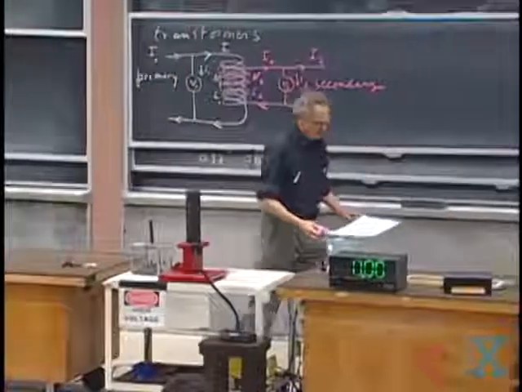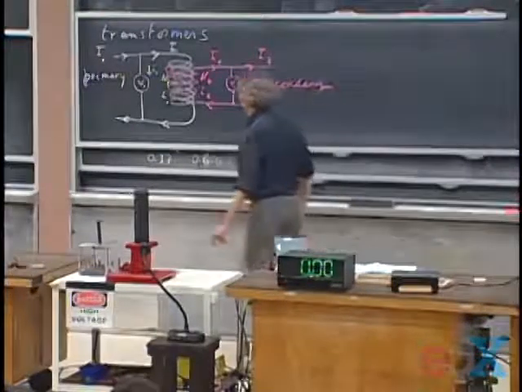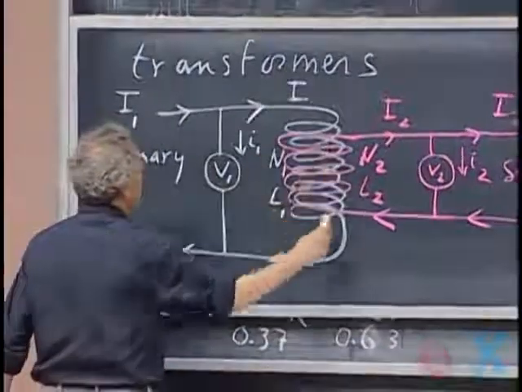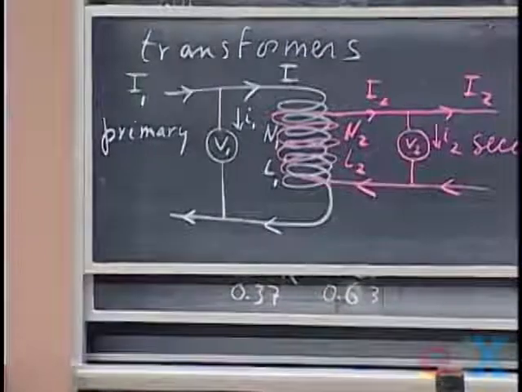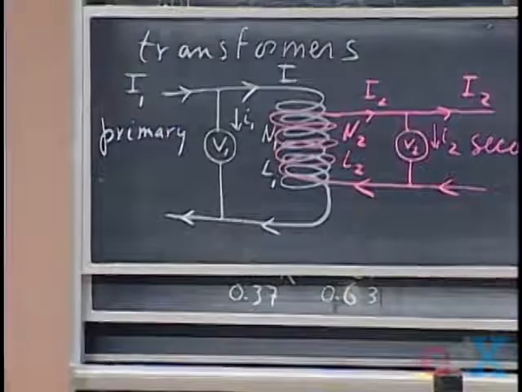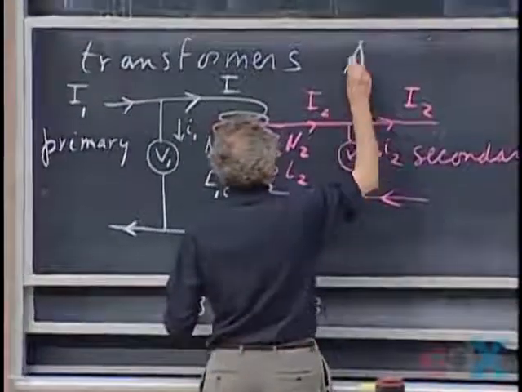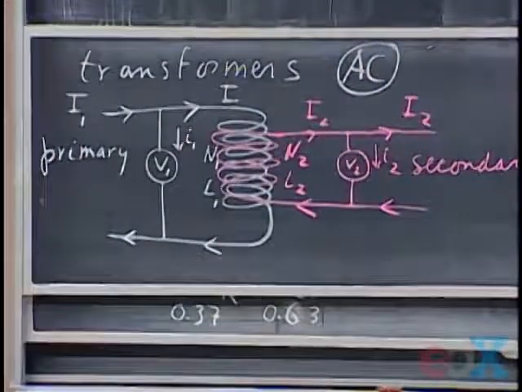What I can do now is write down the closed loop integral of E dot dl for this closed circuit here. And I have to apply, of course, Faraday's law, because I now have a changing magnetic flux. They're always AC. Transformers always require alternating current.